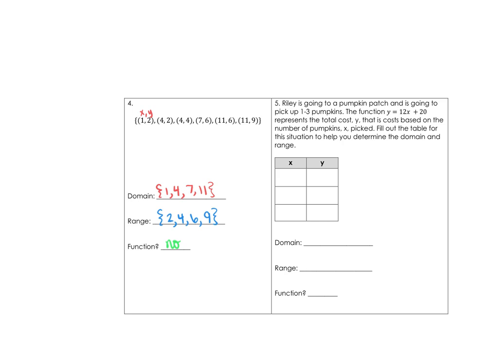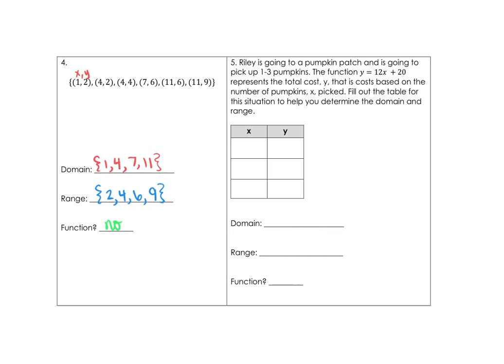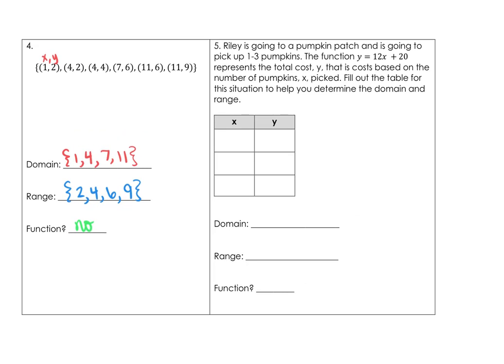All right, last one. We got a little story. It's perfect for the time of year. Riley is going to a pumpkin patch and is going to pick up 1 to 3 pumpkins. The function y equals 12x plus 20 represents the total cost, y, that it costs based on the number of pumpkins, which is your x. Fill out the table for the situation to help you determine the domain and range.